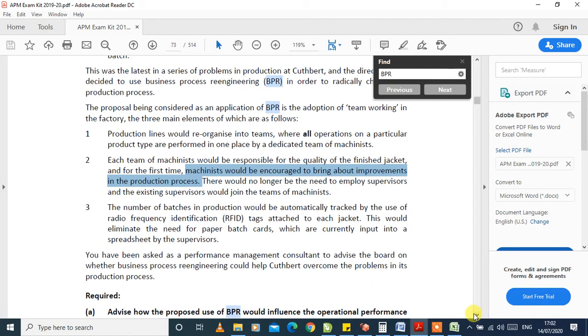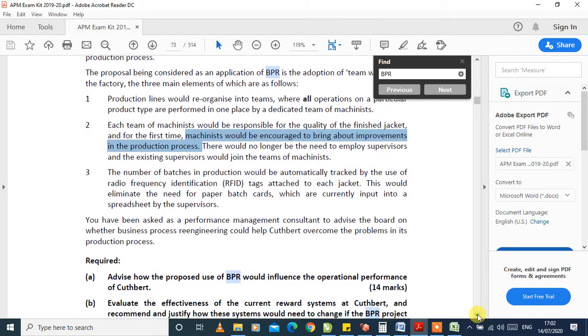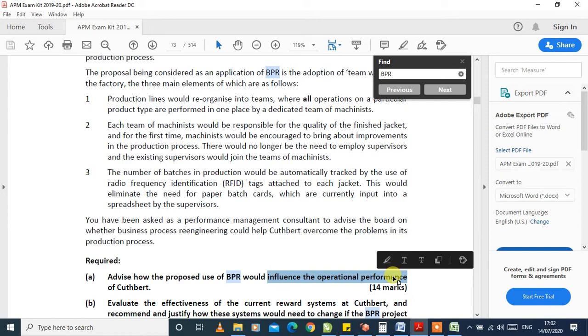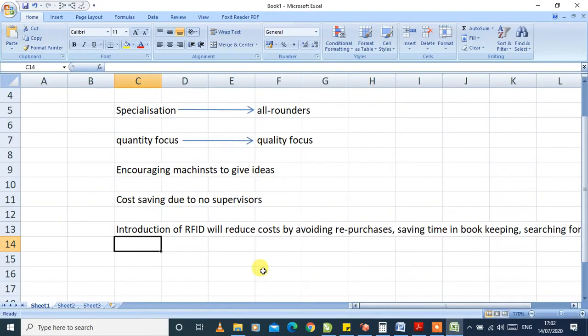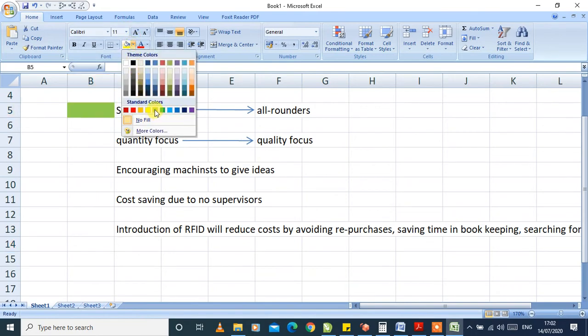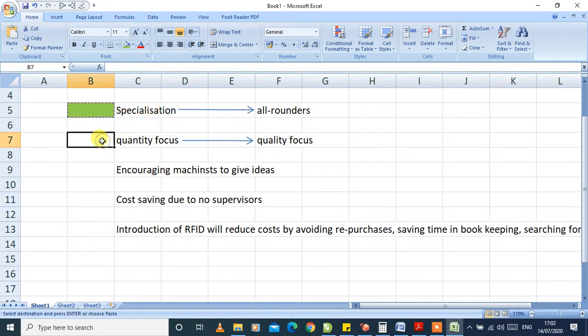Cool. That's all. So let's say advise how proposed use of BPR would influence the operational performance. So they said influence the operational performance. It's not only about the advantages. If you have any disadvantages, any problems, that also you're going to tell here. I have certain problems. Now these all are pros. I'll give green color for them. All these are pros. Now let's see some disadvantages.